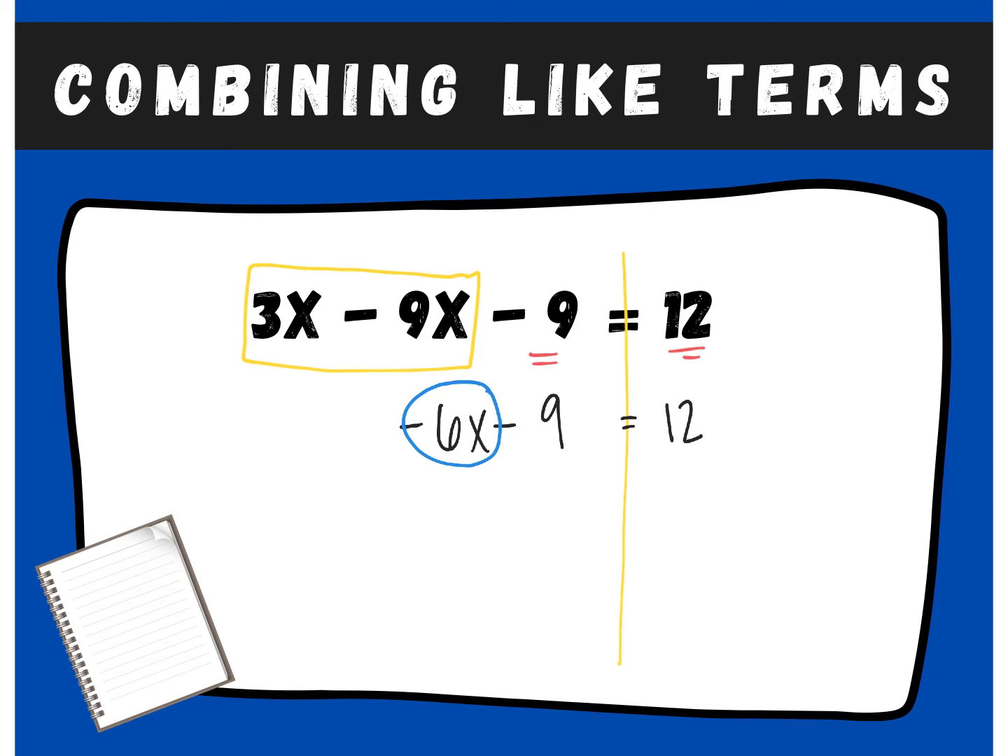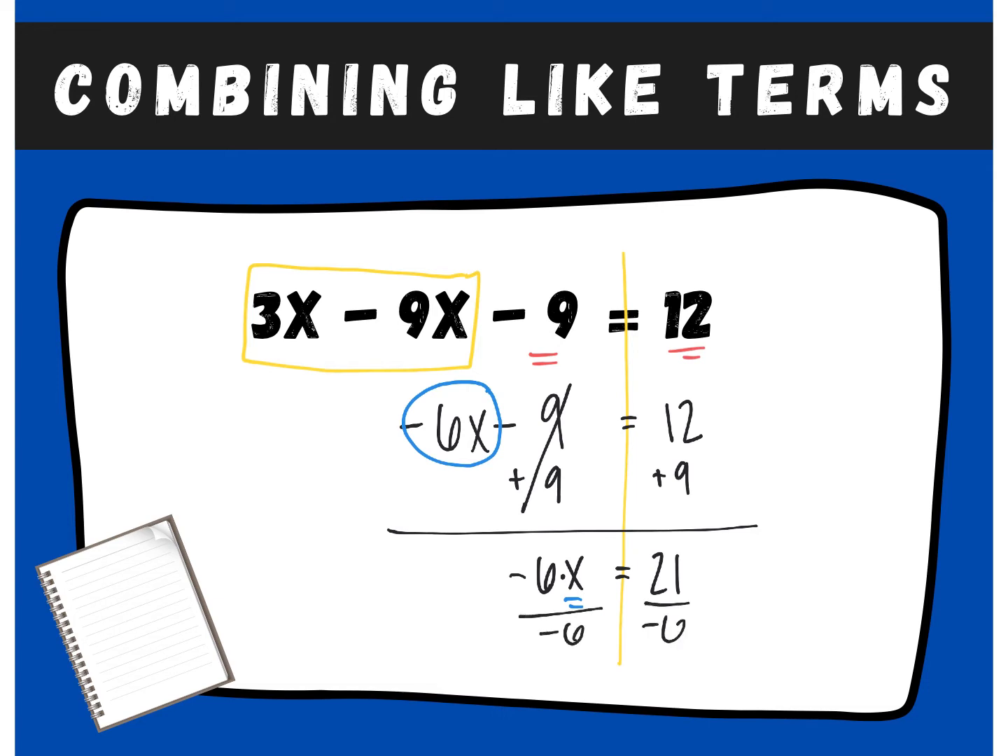Now I see that outside the circle I've got a minus 9. I need to use my opposite operation and add 9. And whatever I do to one side, I'm going to do to the other side. Now I know on the left-hand side, negative 9 plus 9 is 0, so all that's left there is my negative 6x. On the right-hand side, 12 plus 9 gives me 21. Now one more time, I'm working on isolating that variable. I can see that it is being multiplied by negative 6, and I know that the opposite operation would be to divide by negative 6 on both sides.